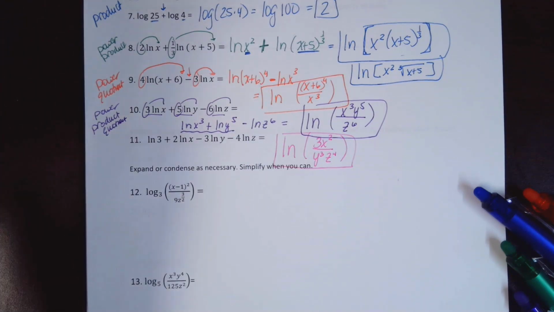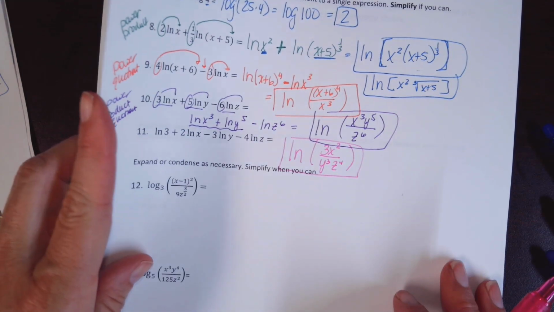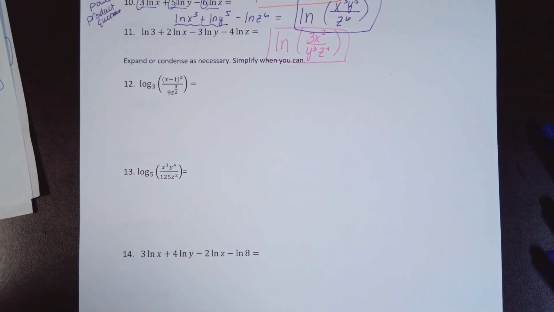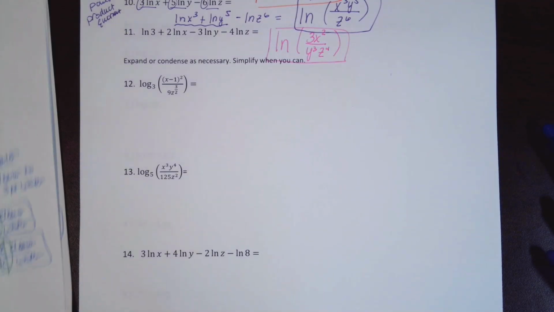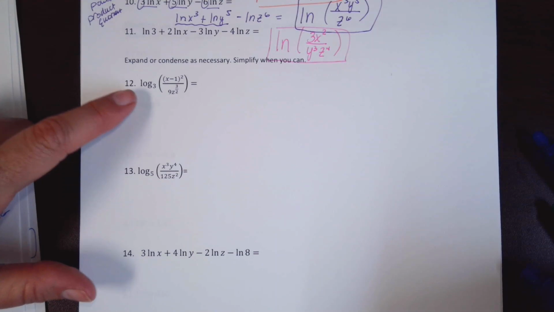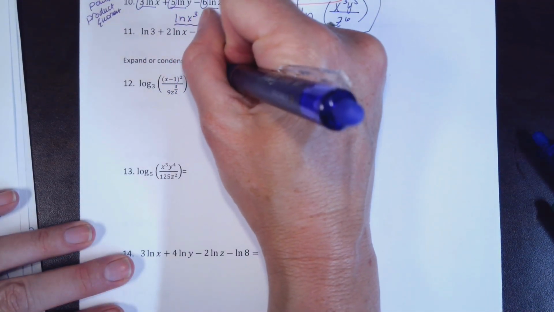Alright, we've got 3 or 4. Let's see if we wrapped around on the next page. We've got 3 big problems. Expand or condense as necessary. Simplify anything you can. Let's see what we've got here. We've got log base 3. The first thing that I identify is division. So I'm going to apply that quotient rule there.